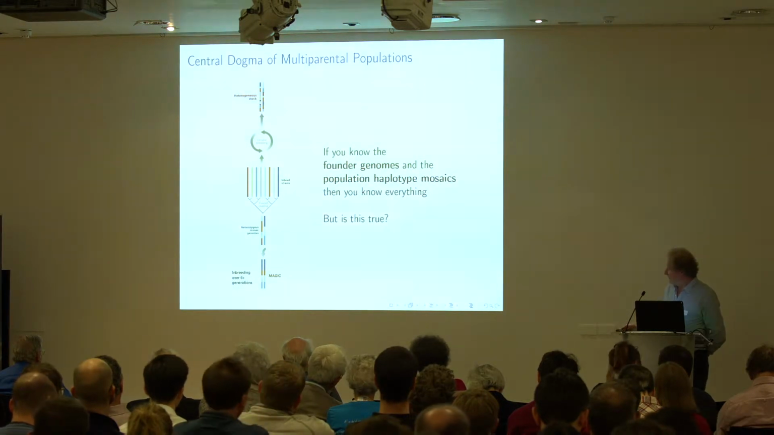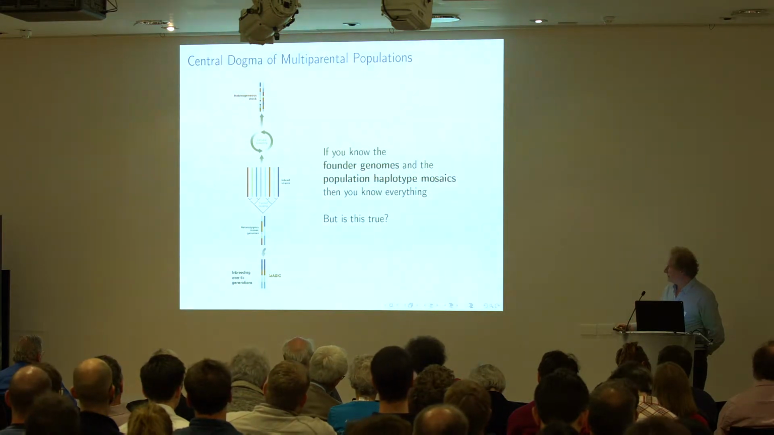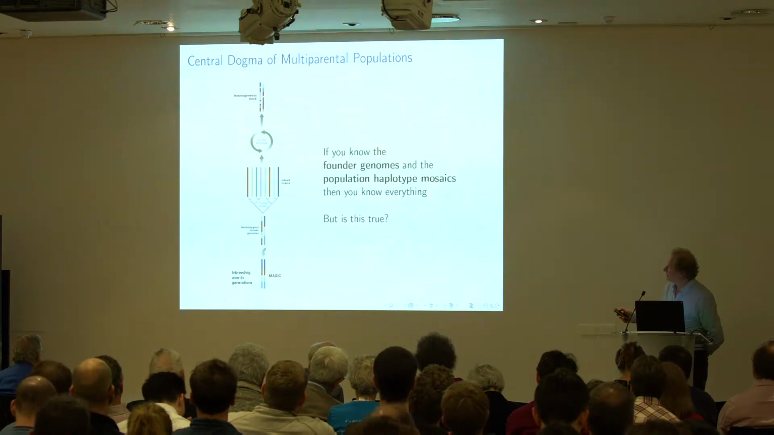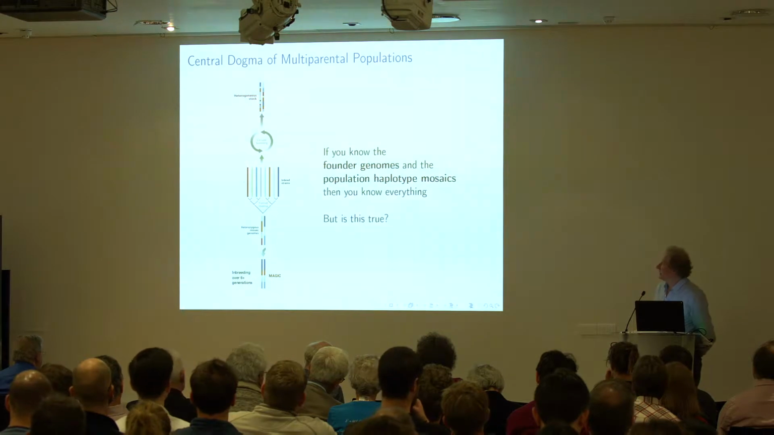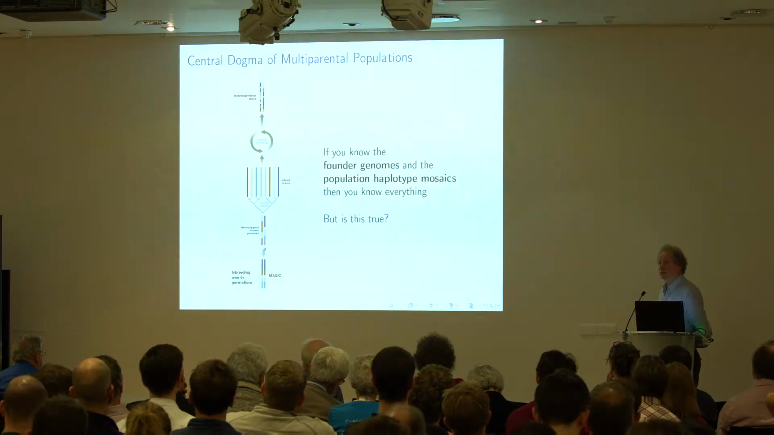may end up with a bunch of new inbred lines whose genomes are mosaics of these founders, or maybe you'll do some kind of outcrossing scheme where you end up with heterozygous mosaics. But nonetheless, the assumption is that everything is just a mosaic of the founder haplotypes. And if you know the mosaics, you know everything.